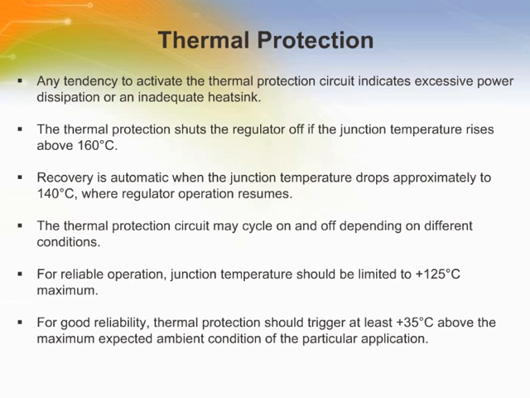Depending on power dissipation, thermal resistance, and ambient temperature, the thermal protection may cycle on and off. This cycling limits the dissipation of the regulator, protecting it from damage as a result of overheating. For reliable operation, junction temperature should be limited to 125 degrees C maximum.